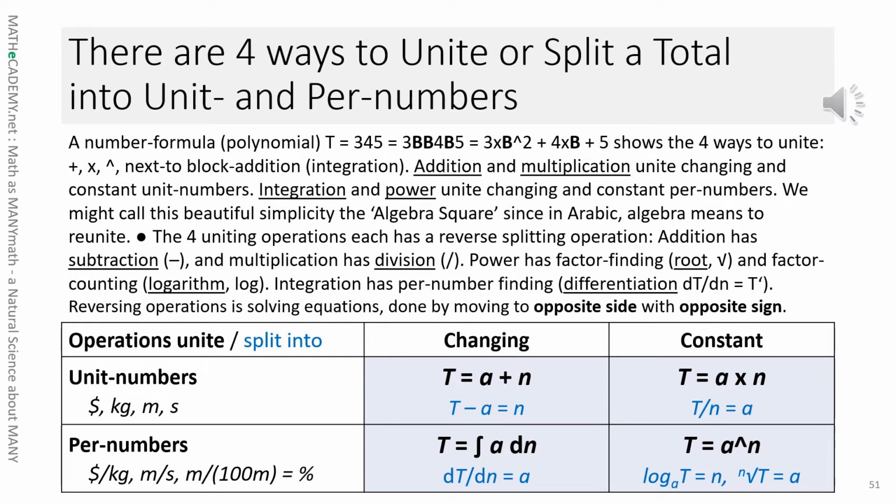The 4 uniting operations each has a reverse splitting operation. Addition has subtraction, and multiplication has division. Power has the factor finding root, and the factor counting logarithm. Integration has pair number finding, also called differentiation. Reversing operations means solving equations, done by moving to the opposite side, with the opposite calculation sign.